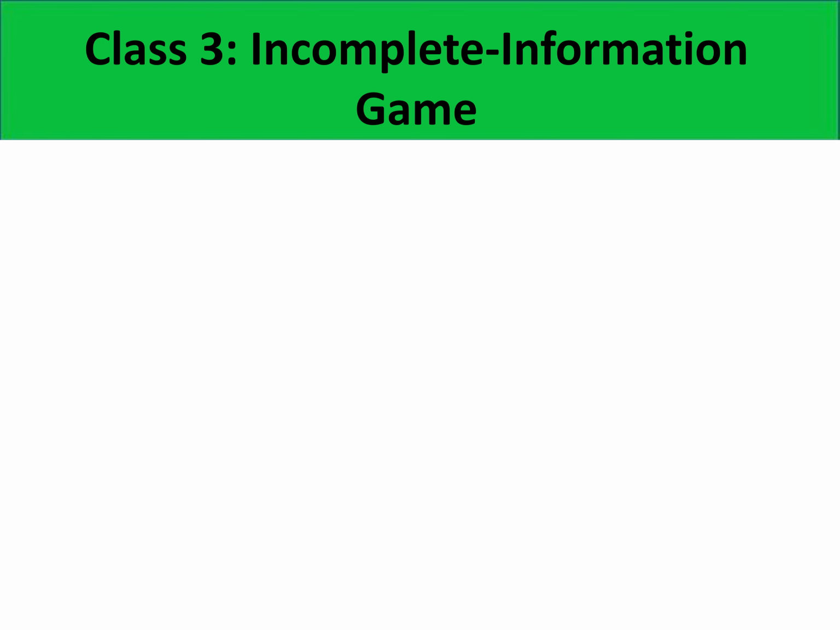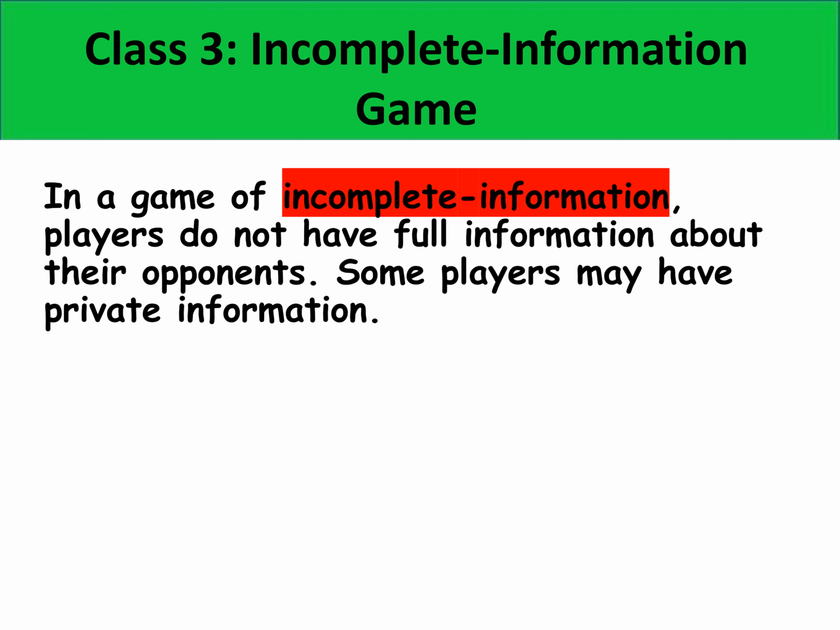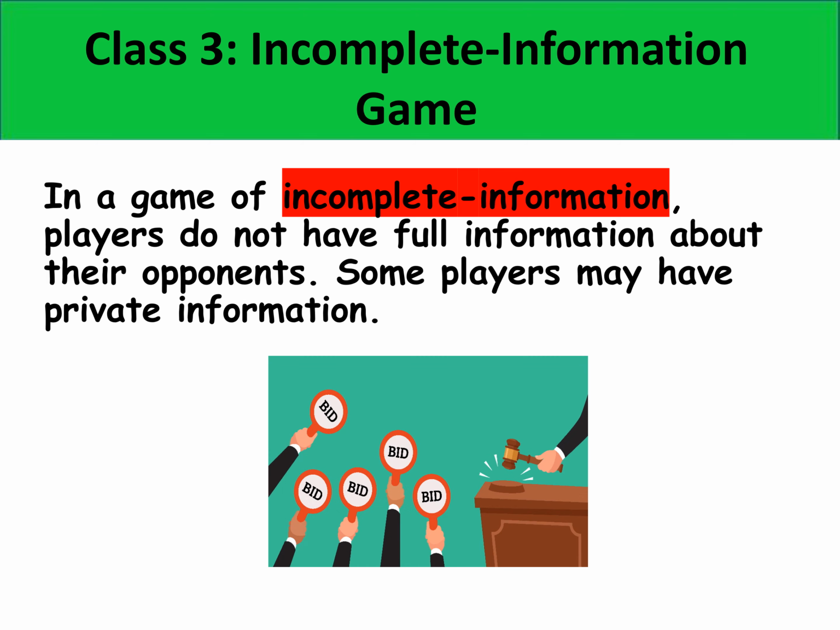On the other hand, in an incomplete information game, players may not have common knowledge on payoffs, on who the other players are, on what moves are possible, on what the opponent knows, and what the opponent knows that you know. In other words, some players may have private information. An example of this would be auctions, since a bidder may not know the valuation of the other bidders.